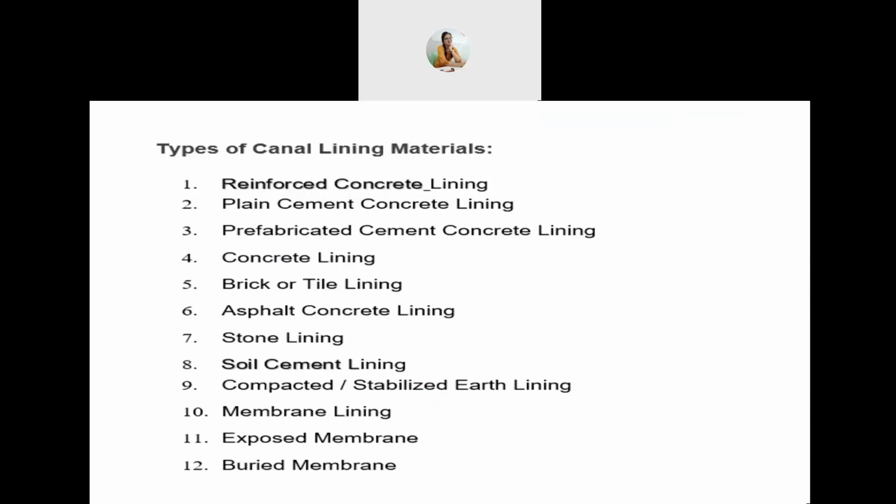In continuation with our previous lecture, the topic we'll start now is types of canal lining materials. There are 12 types of canal lining materials: reinforced concrete lining, plain cement concrete lining, prefabricated cement concrete lining, concrete lining, brick or tile lining, asphalt concrete lining, stone lining, soil cement lining, compacted or stabilized earth lining, membrane lining, exposed membrane, and buried membrane.